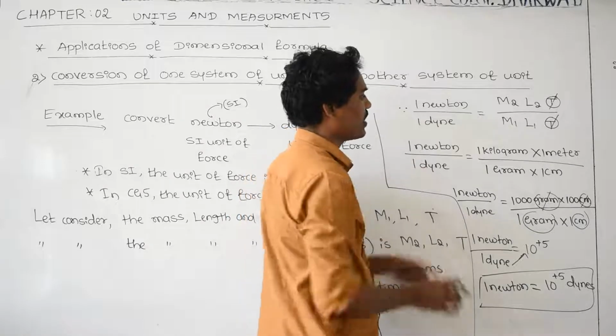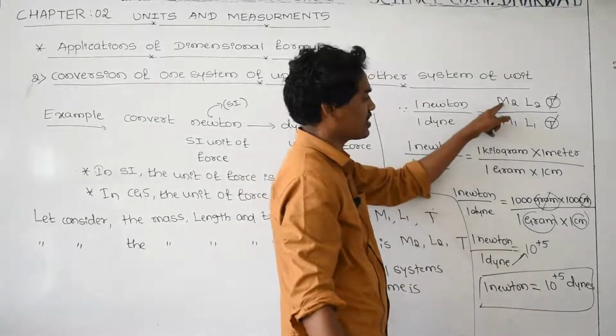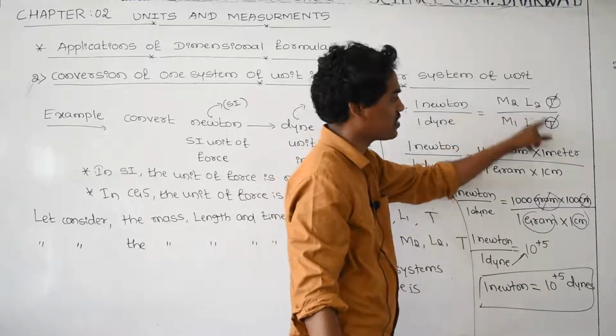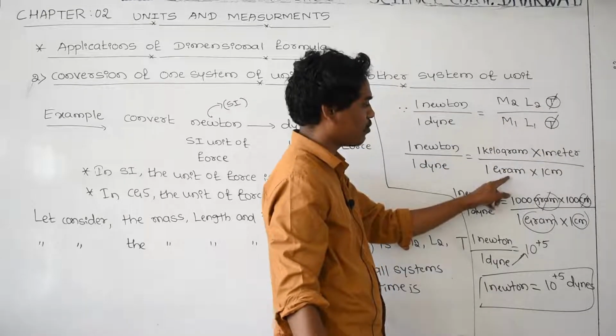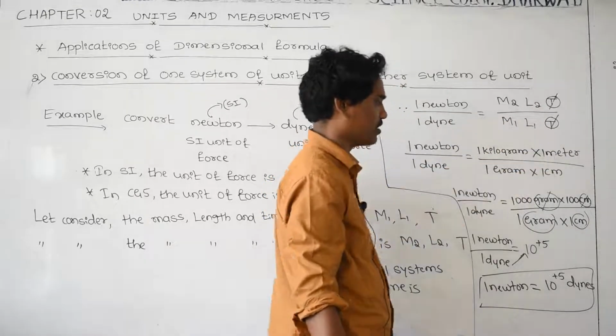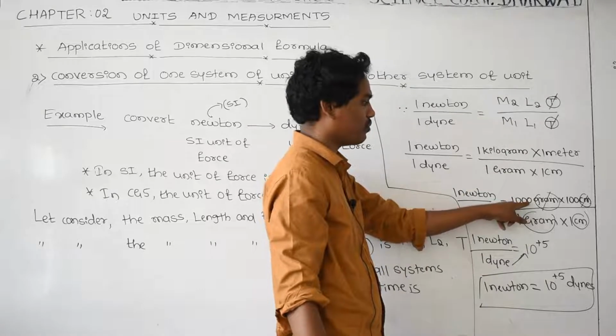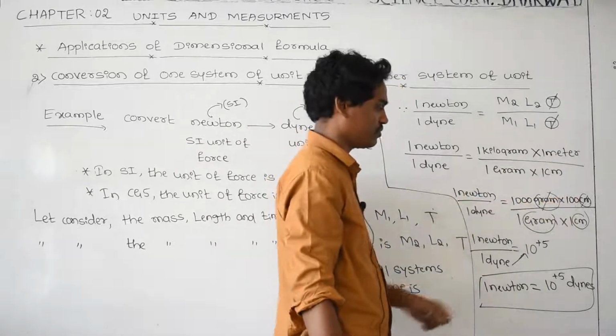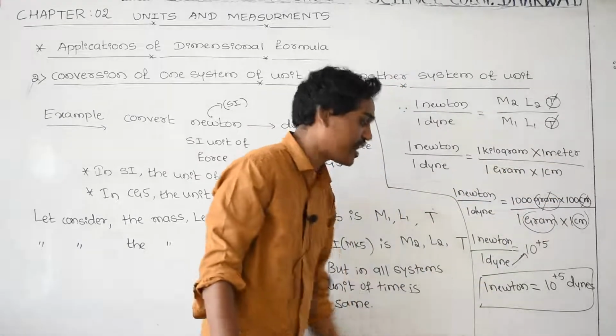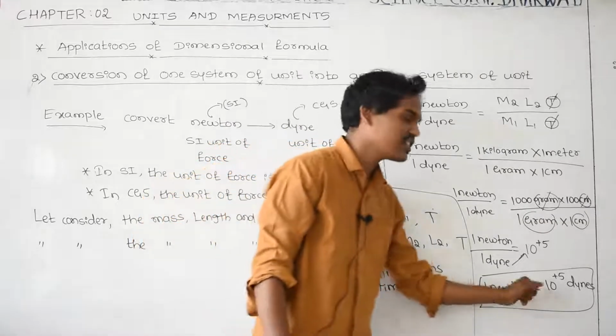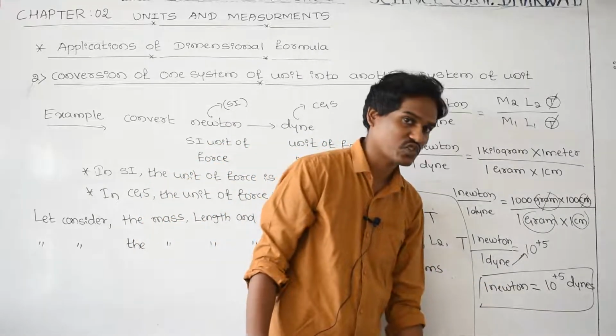1 Newton by 1 dyne, M. In SI system 1 kilogram, in SI system 1 meter. In CGS system 1 gram, in CGS system 1 centimeter. Convert kilogram to gram, convert meter to centimeter. Then the remaining cancel with each other. You are getting finally what is the answer? 1 Newton is equal to 10 to the power of 5 dynes.